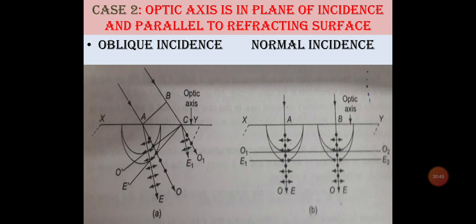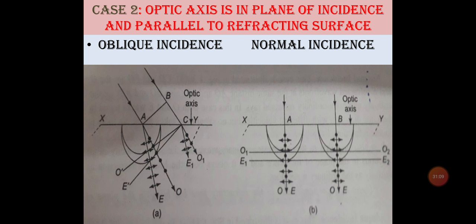Now we will talk about the normal incidence. What is happening in the case of normal incidence? You can see in this case we have O1 and O2, E1 and E2. These are the positions of ordinary and extraordinary wave fronts at the same instant. They are parallel to each other. AO and AE, also BO and BE, are the ordinary and extraordinary refracted rays.